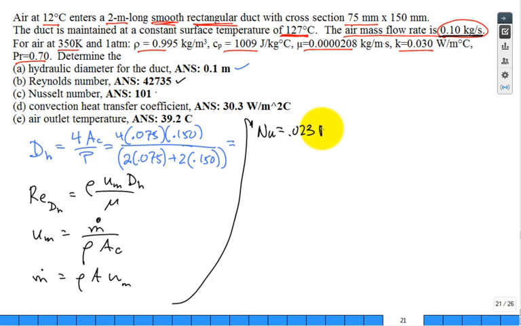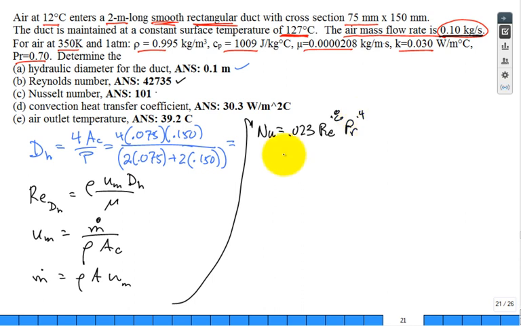0.023, Reynolds to the 0.8, Prandtl. Is the fluid being heated or cooled? I think it's being heated, then you put a 0.4 on the Prandtl number. We should make sure the Reynolds number is not outrageous. It looks okay.